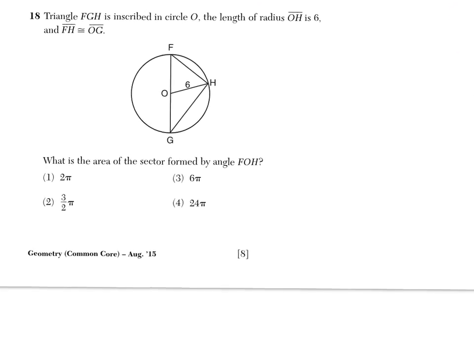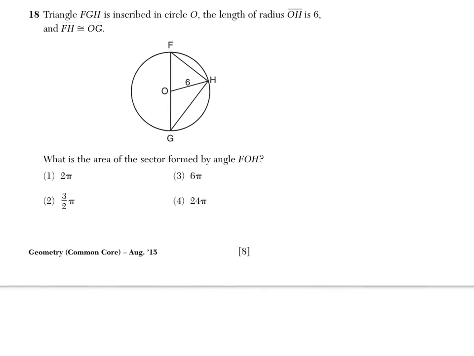This is a really tricky one, and I'll show you what makes it so tricky. This one says triangle FGH is inscribed in circle O. The length of radius OH is 6, and FH is congruent to OG. So I'll mark that over here. What is the area of the sector formed by angle FOH? So we're basically trying to find this whole area over here. But the problem is we need the angle to be able to do that.